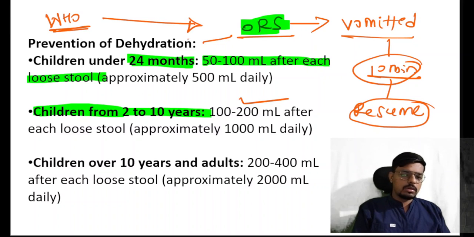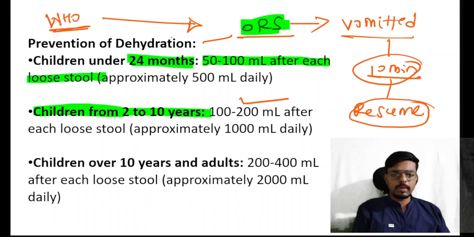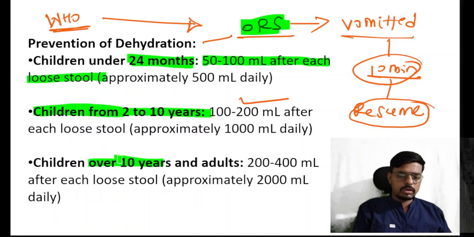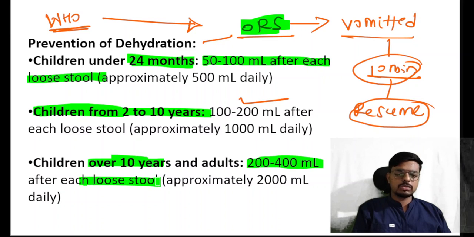That is recovering with the help of ORS. If the child belongs to the age of more than 10 years, the dose would be 200 to 400 ml after each loose stool. We can give a maximum of up to 2000 ml daily.